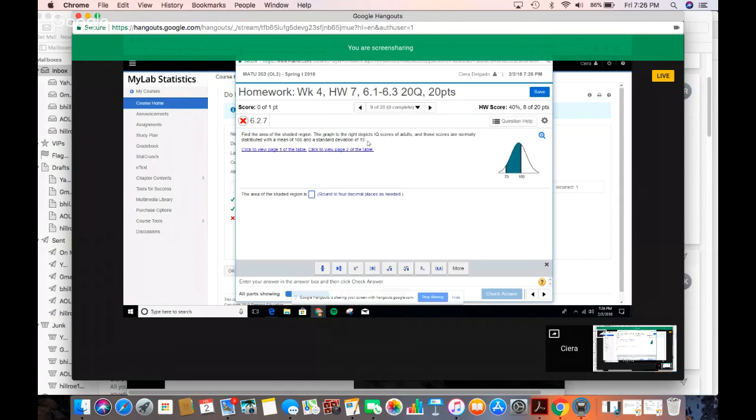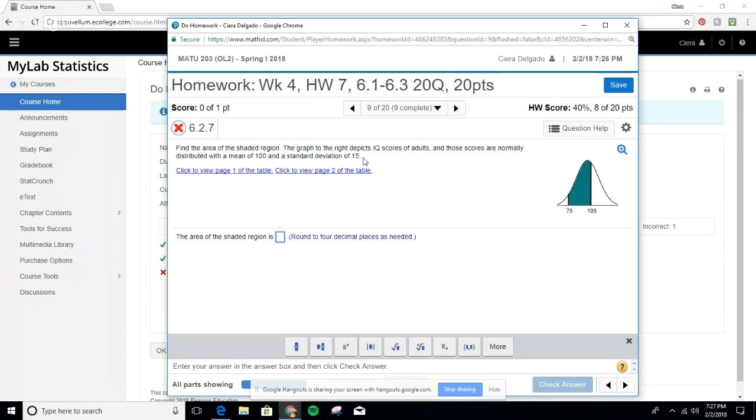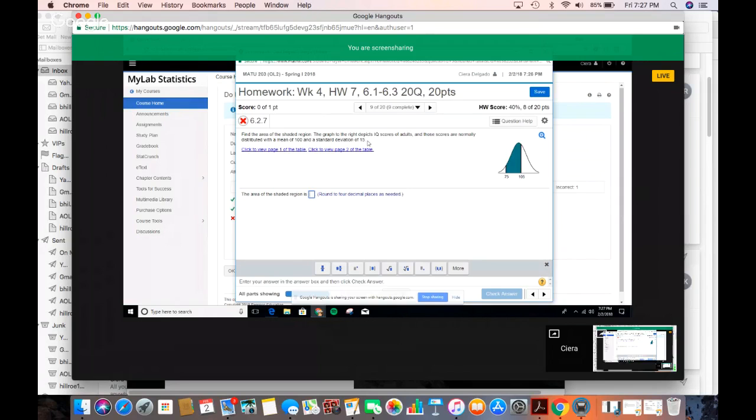And then you divide that by 15 because 15 is the standard deviation. So in this case, for the z-score, z would equal 1. Let's see, 115 minus 100 divided by 15, so 15 divided by 15. Okay, so let's go here. Shaded region. Okay, so you then go.